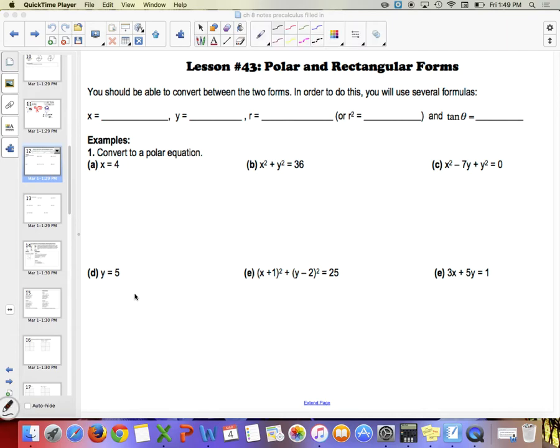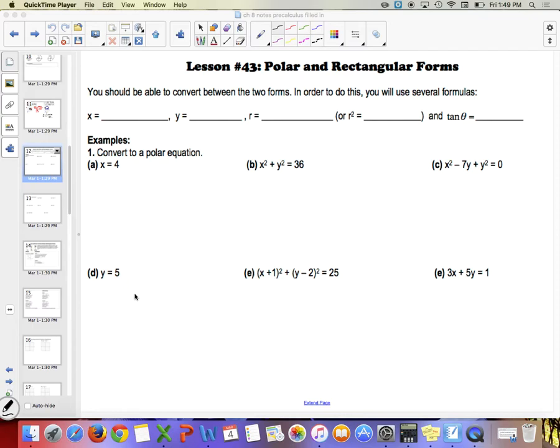Question 43 is on polar and rectangular forms. So it's going back and forth. You guys remember rectangular? Rectangular is just the normal x and y, okay? So we're going to go between polar coordinates, which are r and theta, to rectangular form, which is x and y. Okay, so it says you should be able to convert between these two forms.